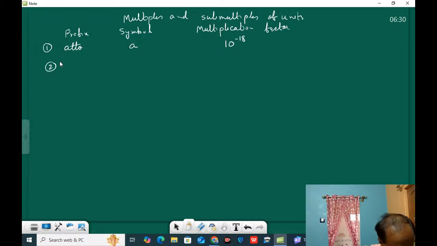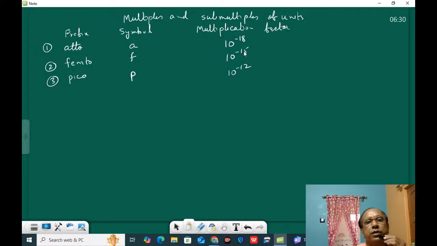Number two is femto, FEMTO, and the symbol is f, and it is 10 to the power minus 15. The next one is pico, PICO, and the symbol is p, and the factor is 10 to the power minus 12. There is a difference of 3 units. Number 4, after pico, is nano. The symbol is small n, and it is 10 to the power minus 9. And the fifth one we call micro.